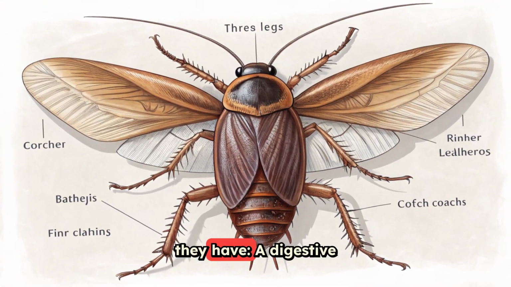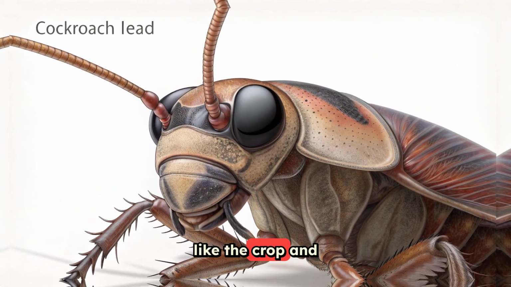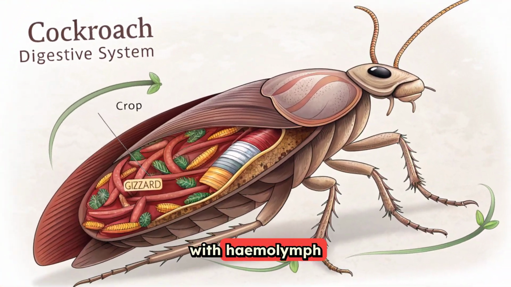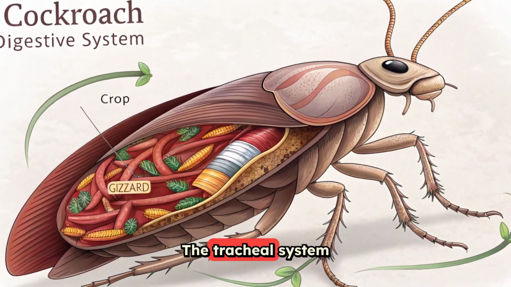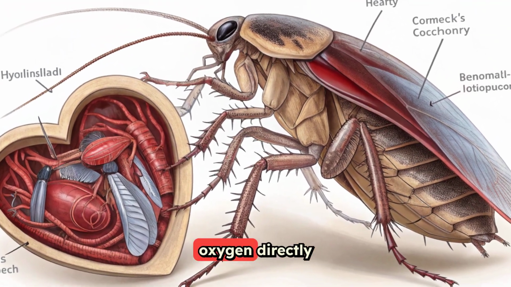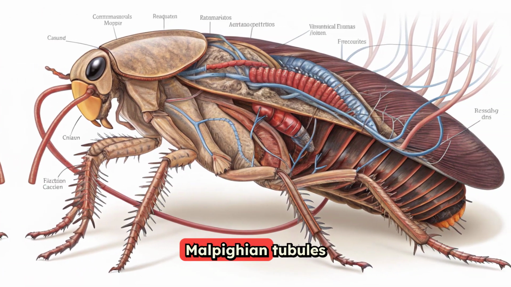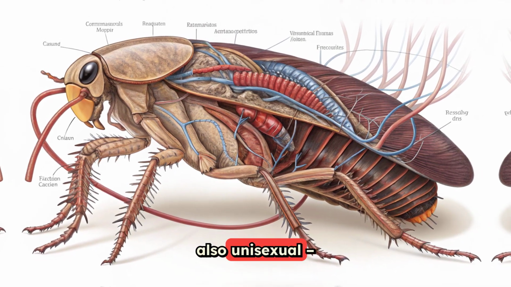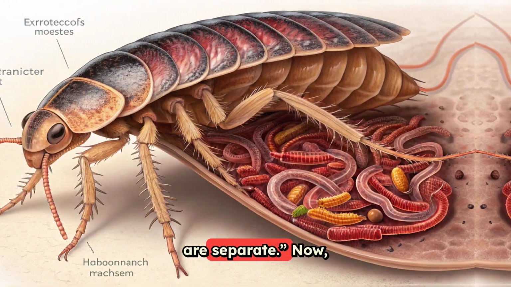Internally, they have a digestive system with parts like the crop and gizzard, an open circulatory system with hemolymph flowing freely. The tracheal system for respiration is a network of tubes that supply oxygen directly to tissues. Malpighian tubules are used for excretion. Cockroaches are also unisexual. Males and females are separate.